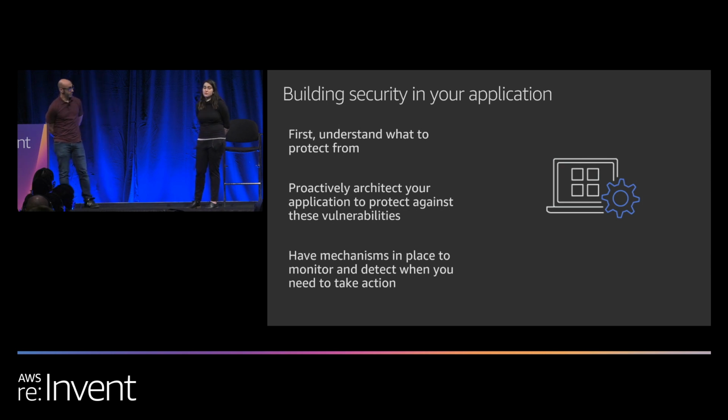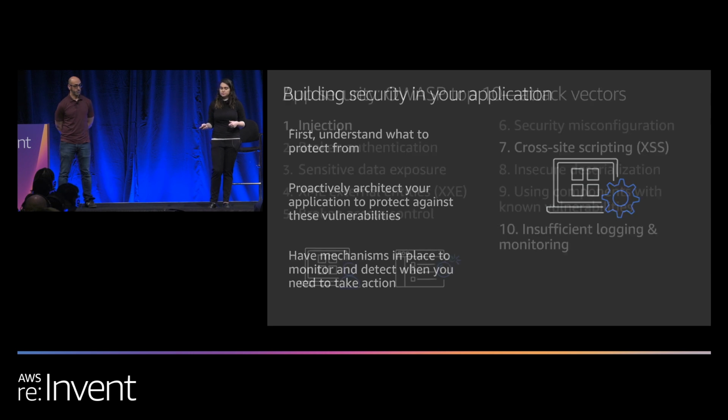When we talk about building the security in your application, there's a few things you need to think about before you even get started. One thing is that you should first understand what you're trying to protect against. You don't want to be building generic security protections without really thinking specifically about how your application might be vulnerable. Second, once you know what those are, you're going to proactively architect and write your application in a way that prevents it from being exploited. And lastly, once you've built your application, you do want to make sure that you have the right monitoring and other mechanisms in place to detect if there is a security event that you need to take action on or make an update to your application based on.